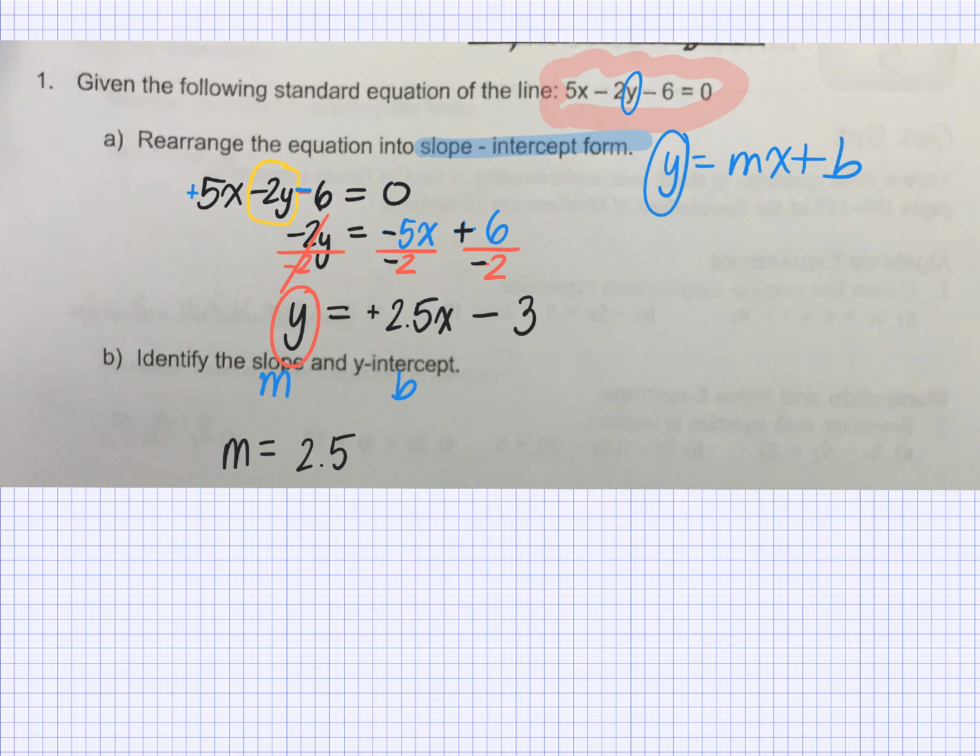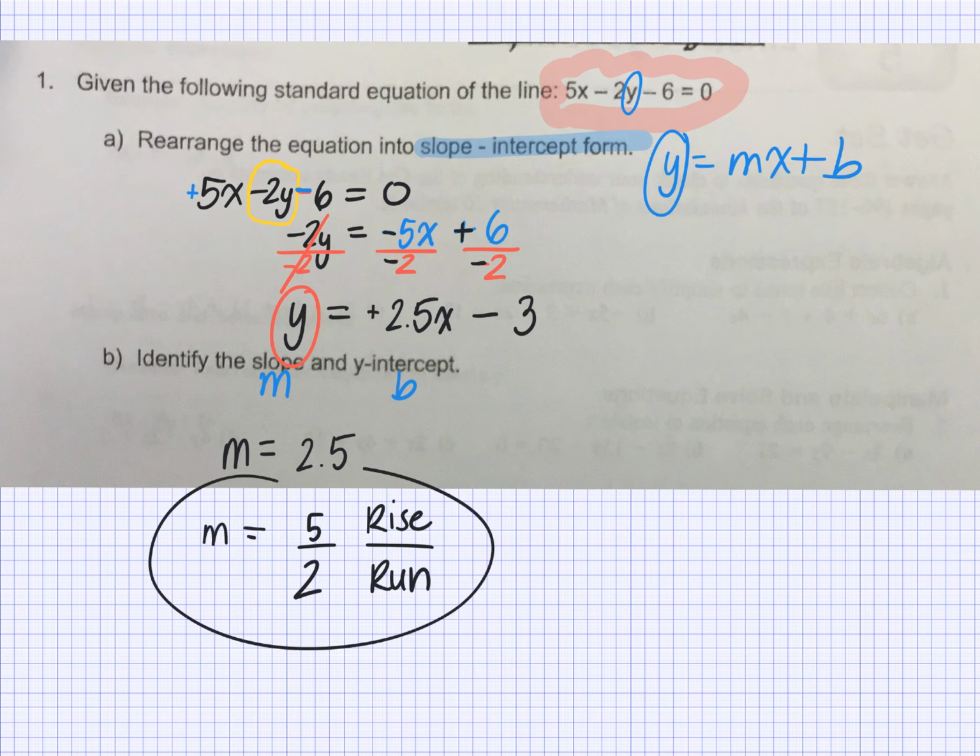2.5. Now I want you to leave it as a fraction because we're going to be graphing these. So we can leave it as 5 over 2, okay? You didn't have to simplify it. Leave it as a fraction for now because we're going to be graphing these. This is the rise and this is the run. Remember, this goes back to the other chapter. So m is equal to 5 over 2.